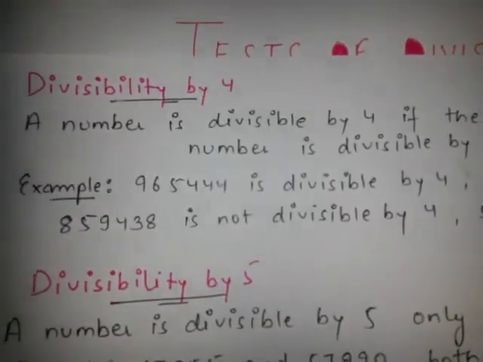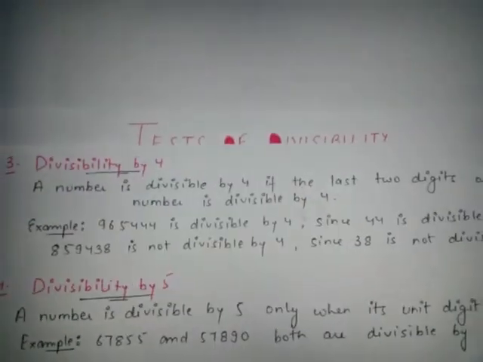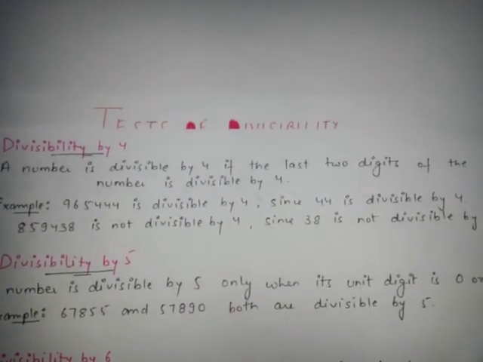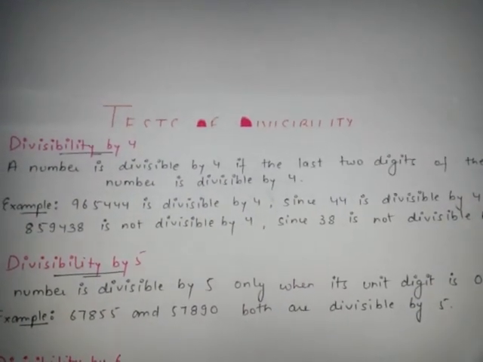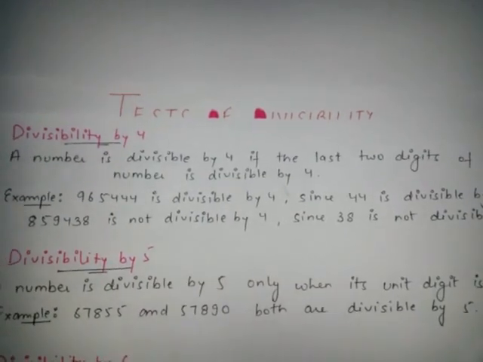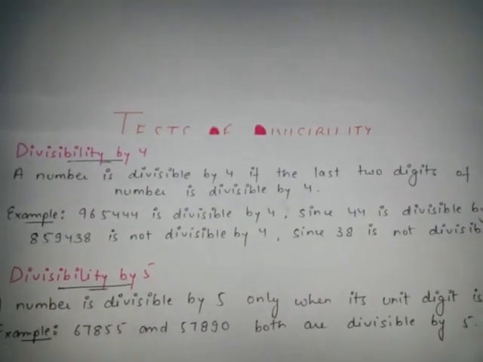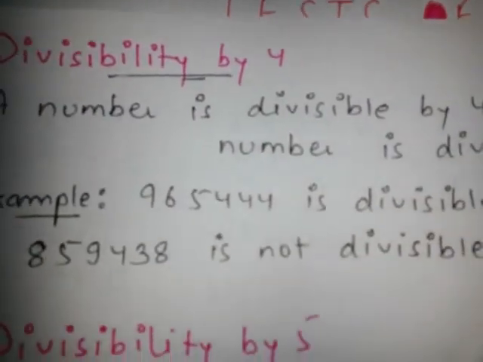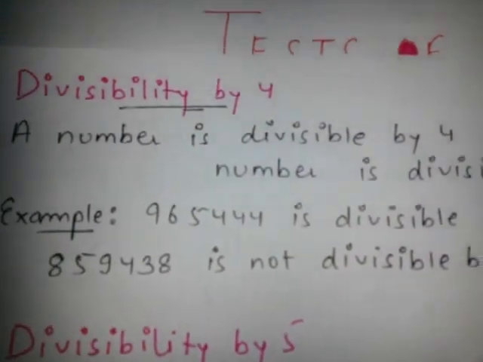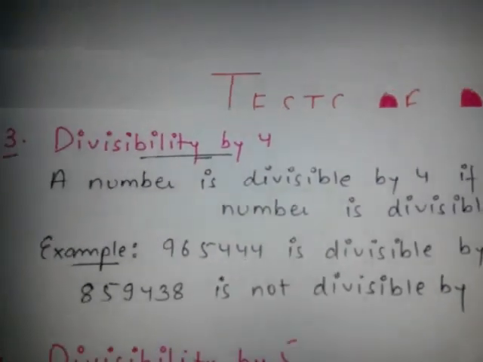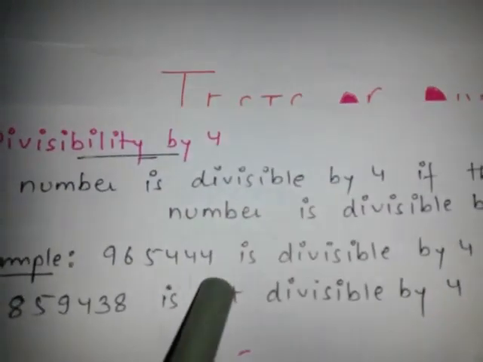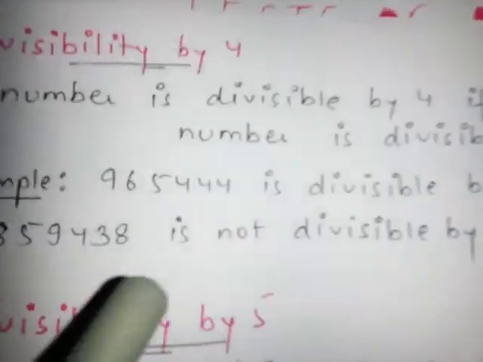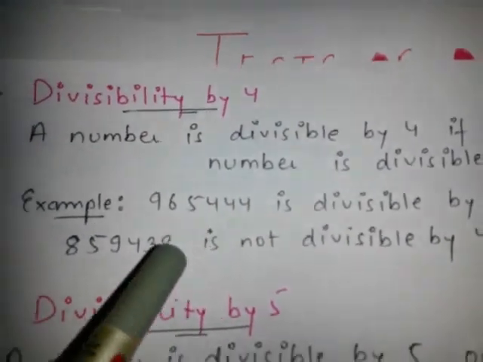Let's come to our third case, which is divisibility by 4. A number is divisible by 4 if the last two digits of the number are divisible by 4. That means you have to check only the last two digits. Our main focus is on the last two digits of a number. Let's take an example: 965444. In this, the last two digits are 44, which is divisible by 4. Hence the number is divisible by 4.